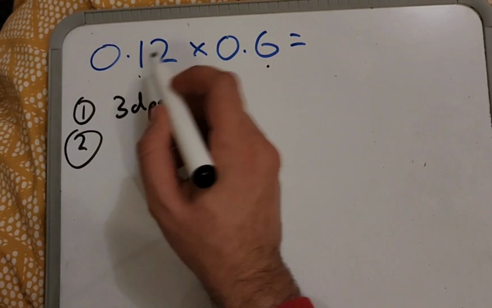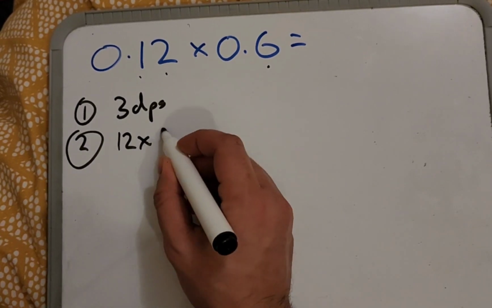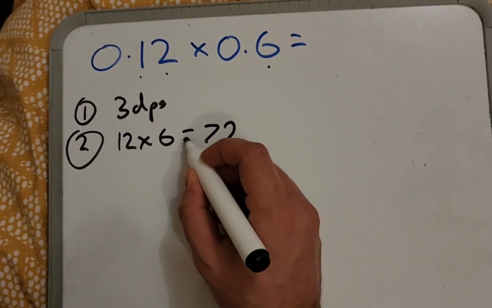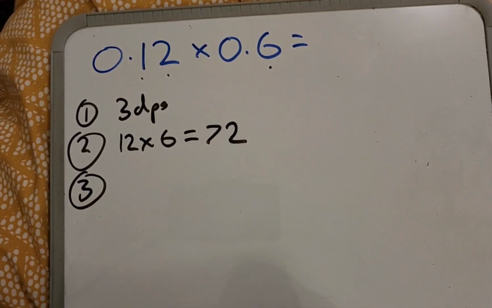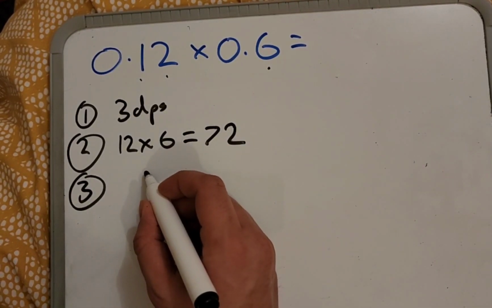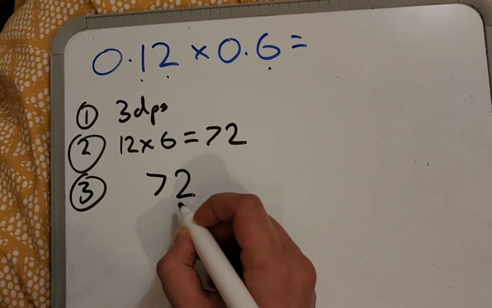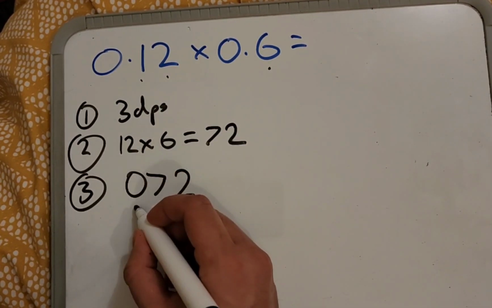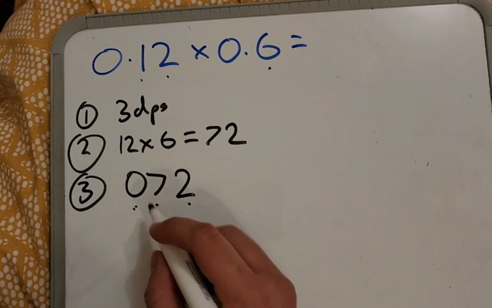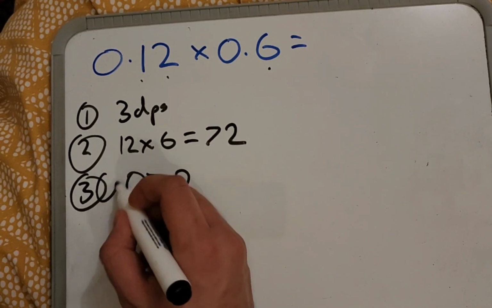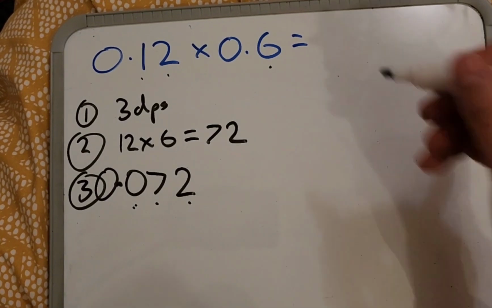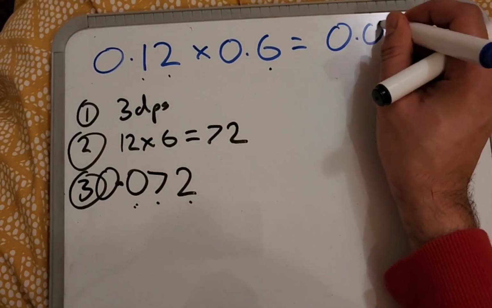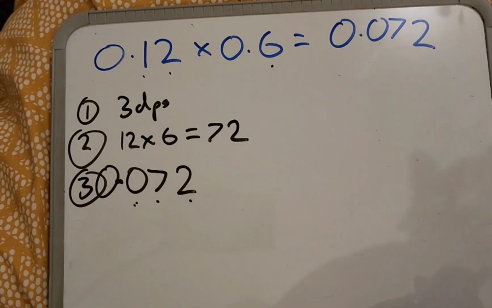Step number 2 is 12 times 6. We know that still is 72, it hasn't changed since we last did this. And we want to give 72 3 decimal places. So we give the 7, 2, then 1, 2, 3 places, and then we follow it with a decimal. Obviously we need to put 0 in front of that. So our answer is 0.072.